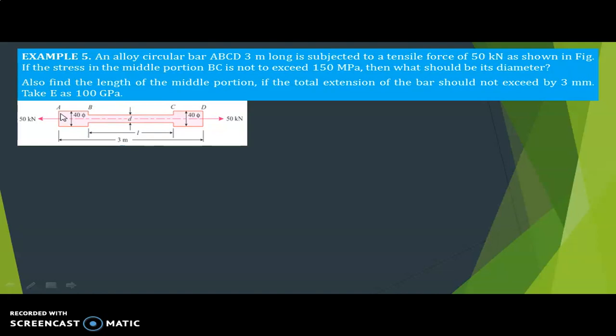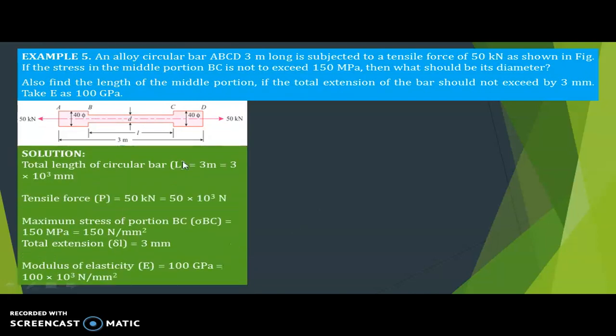Okay, in the ABCD bar, the portions AB and CD are of 40 mm diameter. You have to find the diameter of the middle portion BC. Here the total length is given, that is 3 meters or 3 into 10 raised to 3 millimeter, and the tensile force is given, that is 50 kilonewton, so 50 into 10 raised to 3 newton.